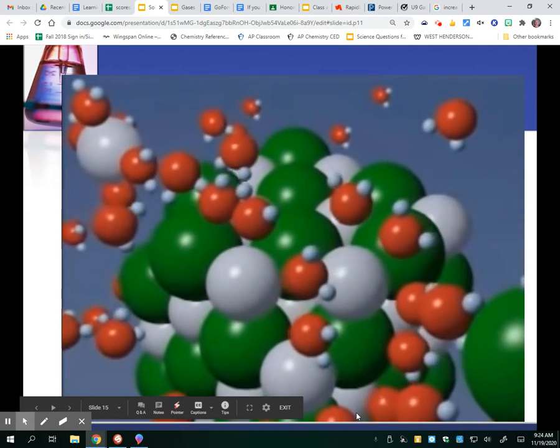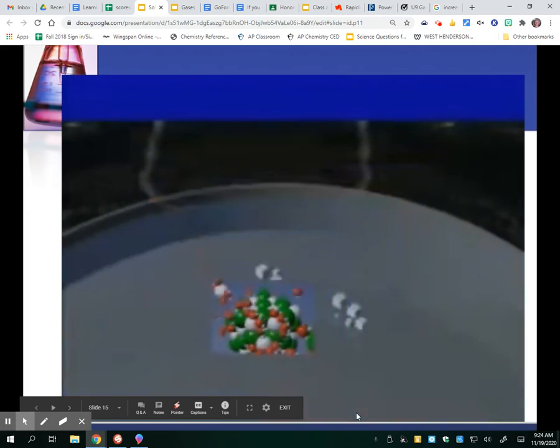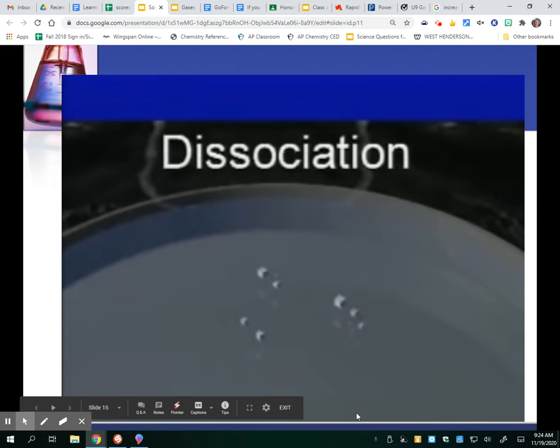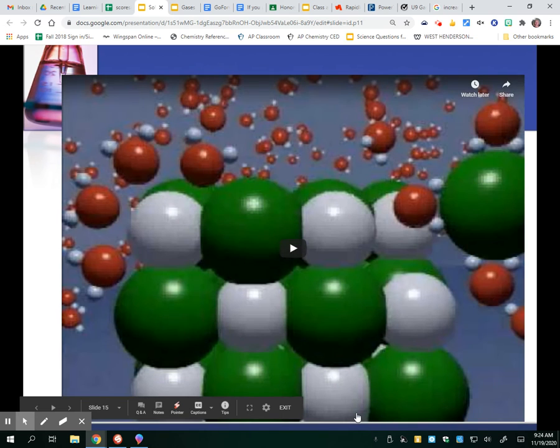And once that happens, other water molecules can come in to dissolve more and more. And again, this would be dissociated, where the sodium and the chloride ions were together, and now they are apart, so they dissociate from one another.